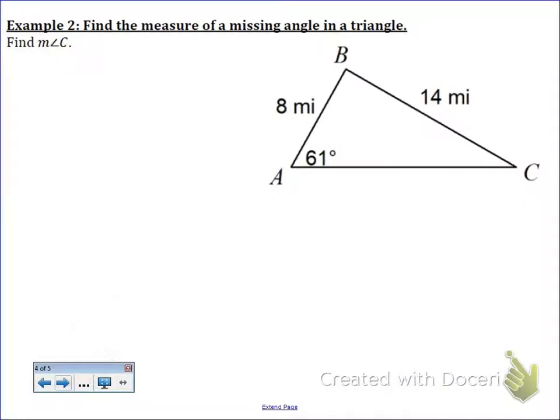Now we can also use the law of sines to find missing angles. So we found missing sides with example 1. So example 2, we're going to find our missing angles. So again, we'll go ahead and set this up.